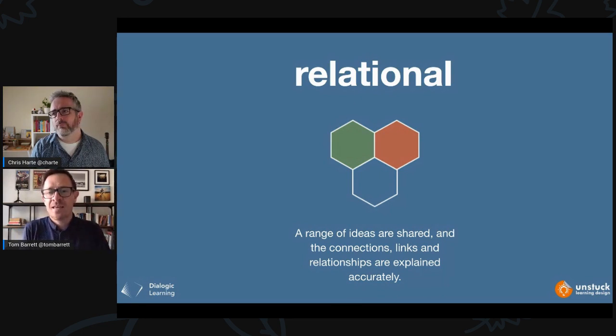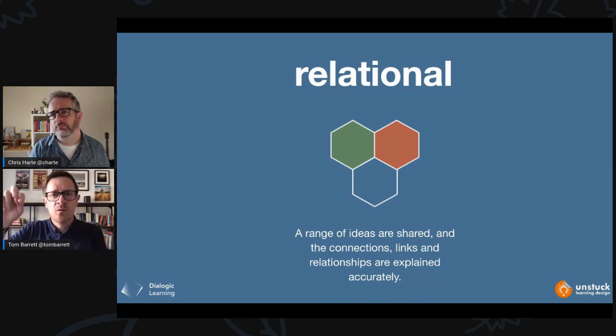The connections, links, and relationships are also explained accurately. So they're not just able to independently, confidently, with great recall and accuracy, share a set of relevant ideas. They can talk about why they're connected in different ways. Maybe you test those connections. Maybe you explore some different relationships, such as the links between earthquakes and volcanoes and why those are so important. They're not just separate phenomena. They obviously have causes that are very similar, in terms of Chris's example that he was sharing.